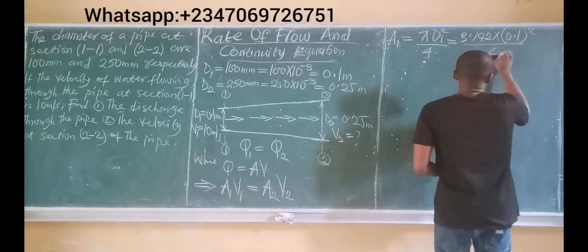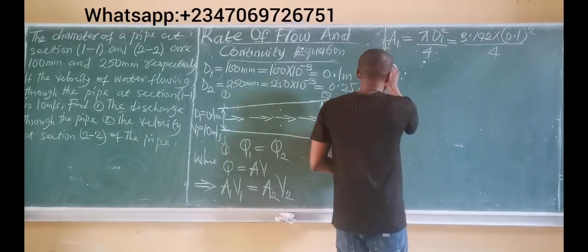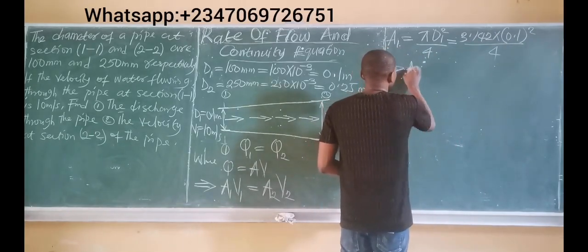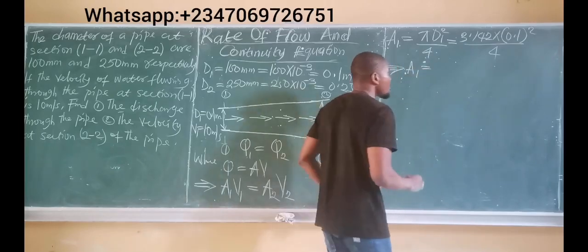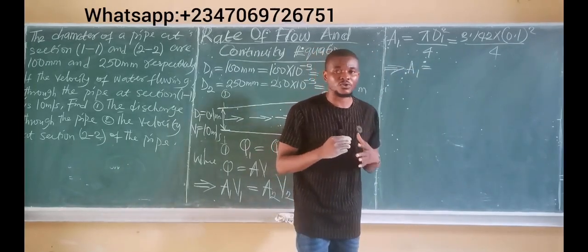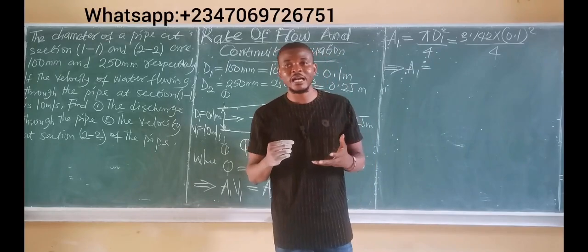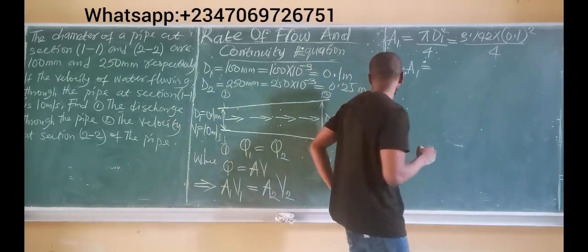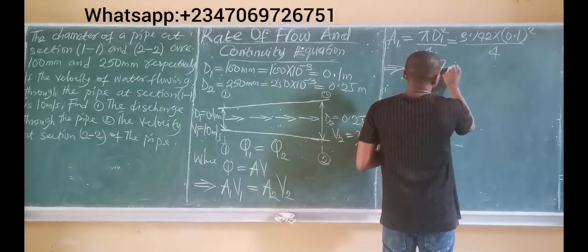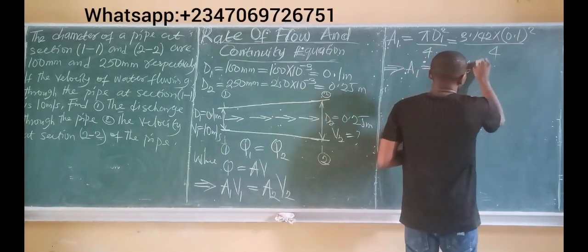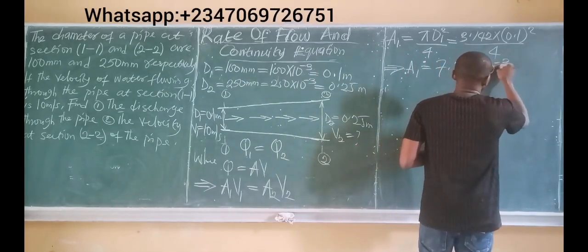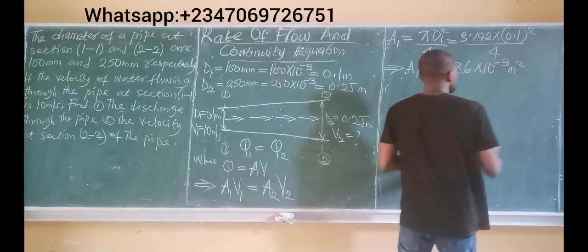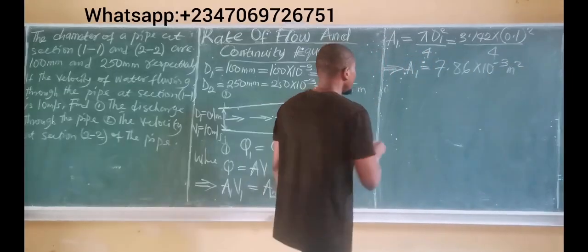Okay, divide this by 4. So with this, we can find the first area. A1 is equal to, so I'm going to multiply everything at once all together. So do well to point along with me to avoid calculation errors. All right. So this gives us 7.86 by 10 to the power of minus 3 in meter squared. So that is the first area.